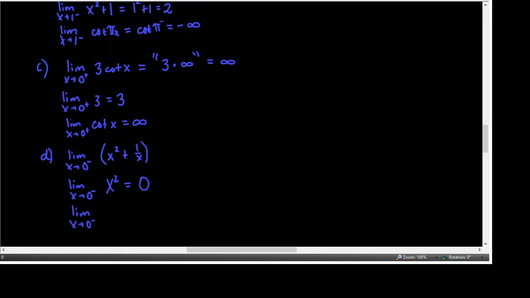Then, as x approaches 0 from the left, the limit of 1 over x. Okay, so we're below 0. We have negative numbers, pretty close to 0. So positive 1 divided by a negative is definitely a negative number. And if we divide 1 by something really close to 0, the answers are getting bigger, so this becomes negative infinity. So what we'll be thinking here is this limit will be 0 plus negative infinity, which is negative infinity.